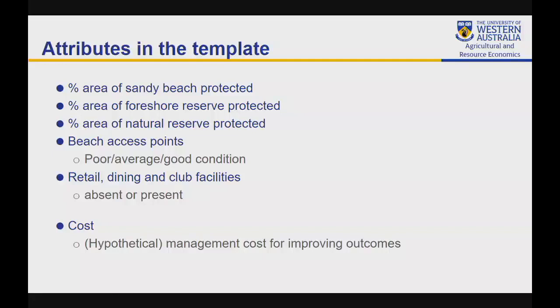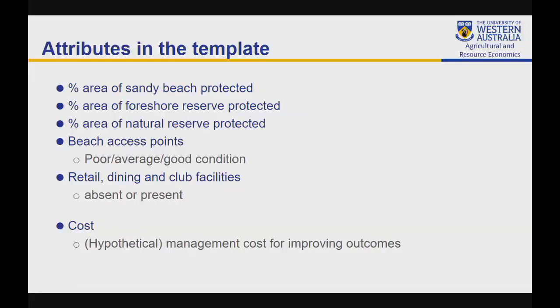So we ended up with attributes that reflected values for the percentage area of the sandy beach that's protected, the area of foreshore reserve, which captures your sort of man-made reserve spaces, your grassed areas, play equipment, barbecues and all that sort of stuff. The natural reserve area, which is inclusive of your terrestrial dune vegetation and your nearshore marine ecosystems. Beach accessibility, so this one's defined as a categorical variable as to poor, average or good condition, but within the survey instrument you define explicitly what you mean by that.